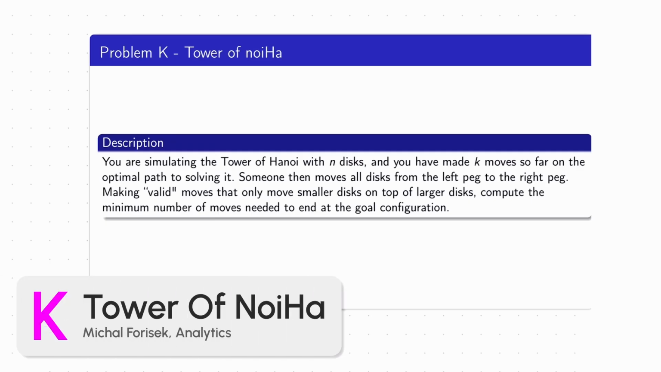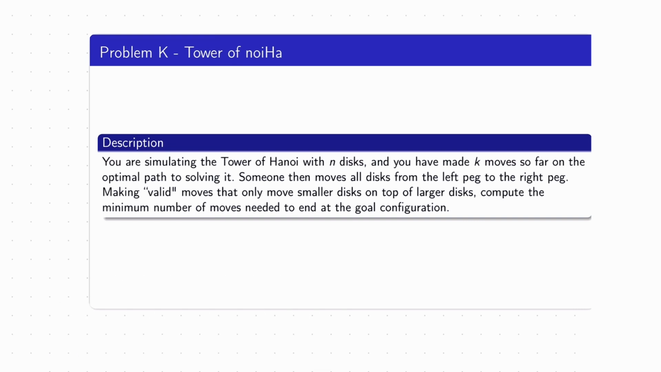Hello. Problem K, the Towers of Hanoi, is about distorted Towers of Hanoi. In this problem, we have the classic setup with 3 pegs and n disks, but after we have played a sequence of valid moves in the shortest possible solution, a child has taken all of the disks from peg number 1 and moved them to peg number 3.